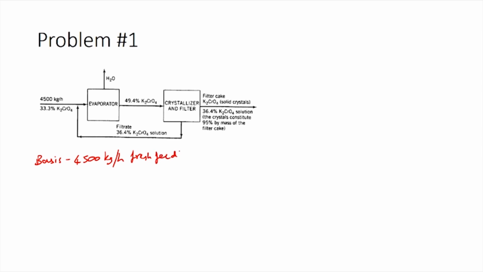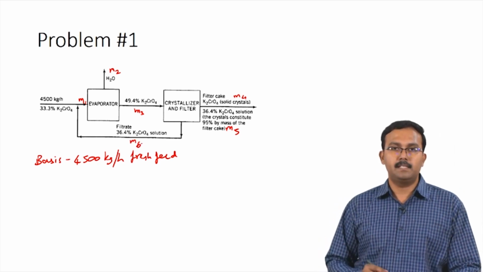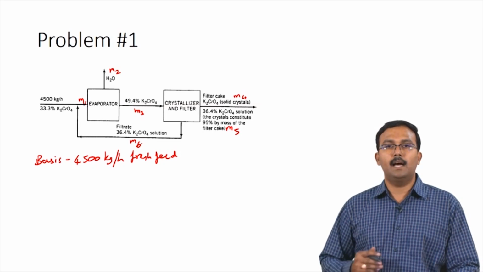Now, let us label the terms which we need to calculate. So, let us call the total feed entering the evaporator as M1 and the rate of evaporation as M2 and the feed rate to the crystallizer as M3, and amongst the product leaving we will call the mass of the solid crystals as M4 and the liquid which is accompanying the filter cake as M5 and your recycle stream as M6.